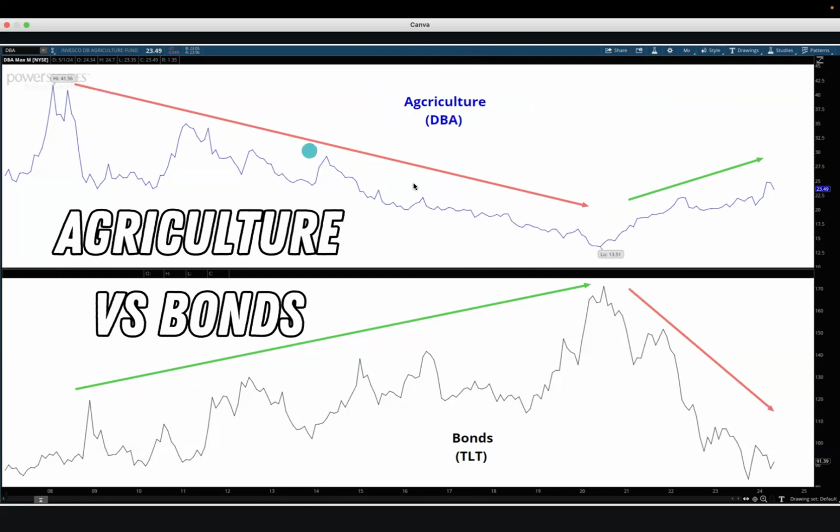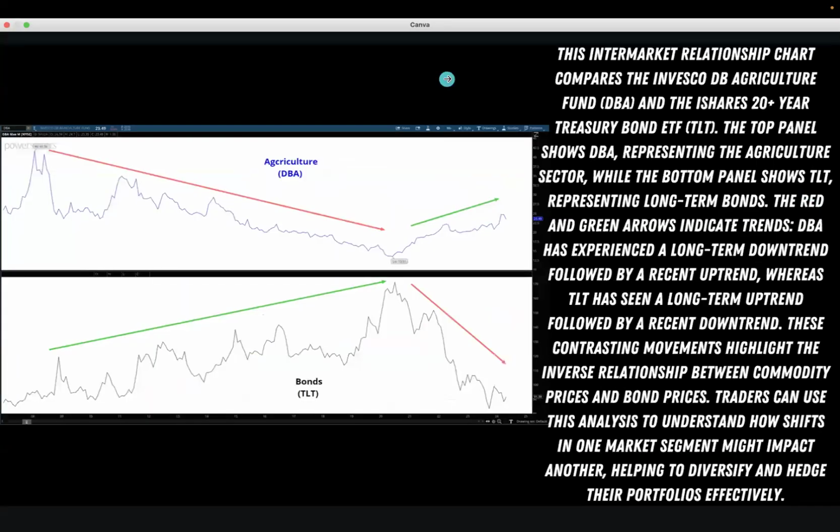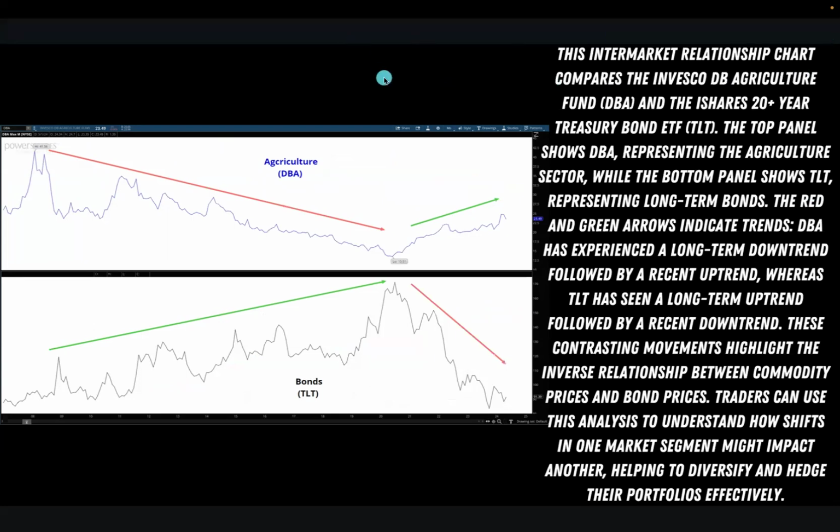Now, these two have a negative relationship, all right? And that's very evident by the drawings on the chart, but we'll break down why I use this one a little bit more. Now, this intermarket relationship chart compares the Invesco DB Agriculture Fund, which is DBA, and the iShares 20 plus year Treasury Bond ETF, which is TLT. Now, the top panel shows DBA, representing the agriculture sector, while the bottom panel shows TLT representing long-term bonds.